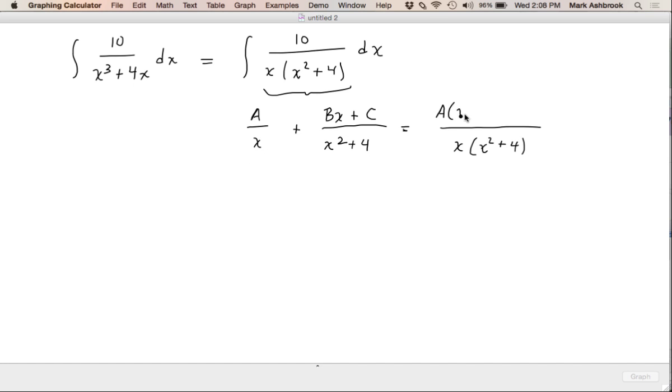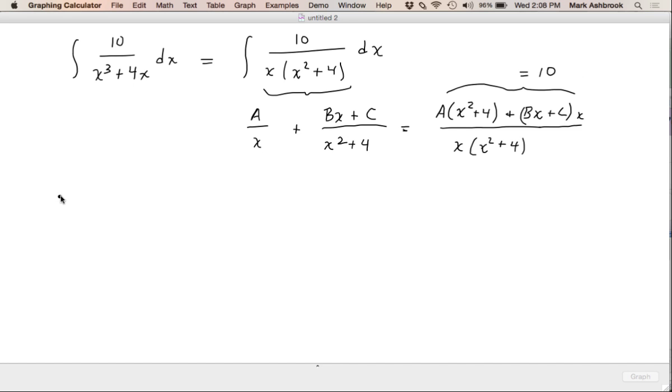So then we'd have A times x squared plus 4. What do we need to do to the second one, top and bottom, to get our common denominator? Just x. So it would be Bx plus C times x. And in order to find what A, B, and C are, we're going to set that numerator equal to 10. So what values of A, B, and C make that numerator equal to 10?